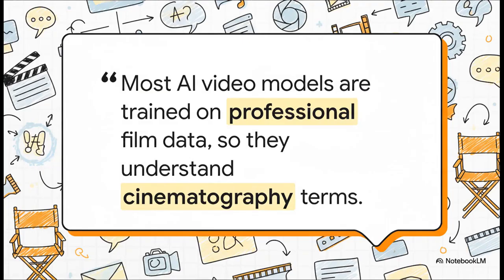And this is the absolute key to understanding this first layer. Why does this work so well? Because these AI models have been trained on mountains of professional film and video data. So when you use terms like medium tracking shot or golden hour, you're not just trying to sound smart. No, you're literally speaking the AI's native language. That's how you unlock what it's truly capable of.